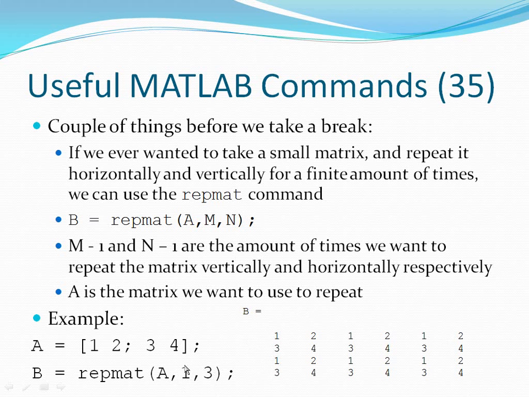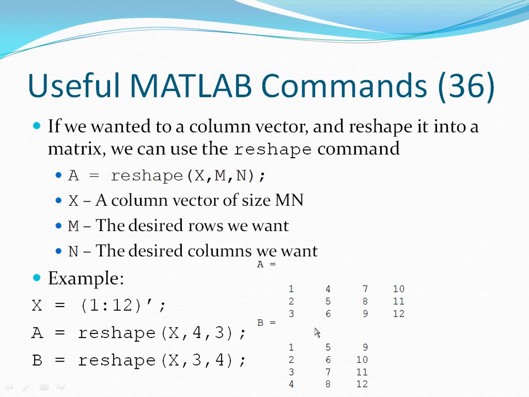And then last but not least, if you wanted to take a column vector and reshape it so that it would look like a matrix, you can use the reshape command. So x would be a column vector, and then you specify the desired rows and the desired columns. So you're going to reshape a column vector, which is of size m times n, into an m by n matrix. The reshape command takes elements column-wise. Okay. So if you wanted to reshape this, this will create a column vector for us, 1 to 12. It'll be a column vector, and then this tells us that we want to have 4 columns and then 3 rows.